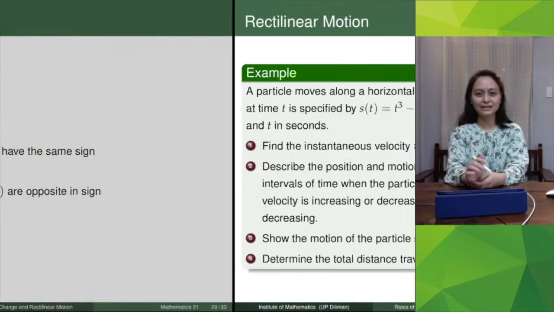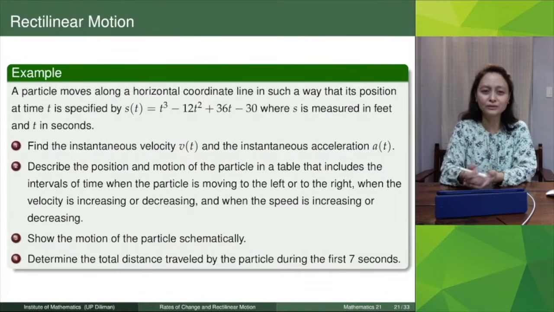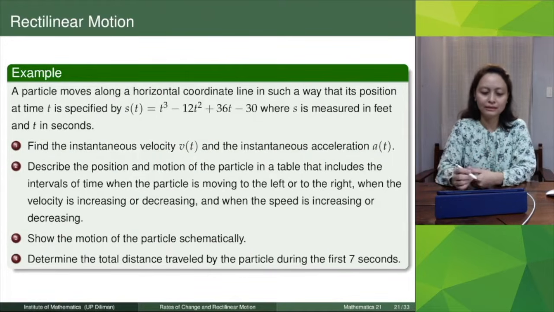Okay, so tandaan yan. Now we look at two examples. A particle moves along a horizontal coordinate line.